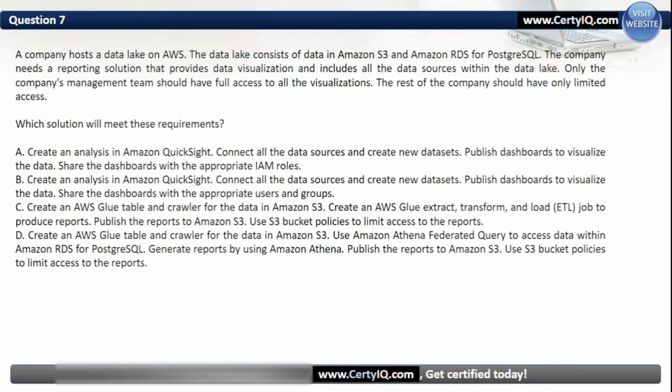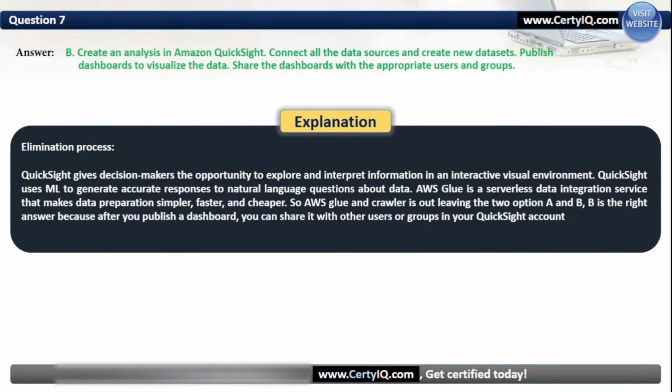The correct option is B. Create an analysis in Amazon QuickSight. Connect all the data sources and create new datasets. Publish dashboards to visualize the data. Share the dashboards with the appropriate users and groups. QuickSight gives decision makers the opportunity to explore and interpret information in an interactive visual environment. QuickSight uses ML to generate accurate responses to natural language questions about data.